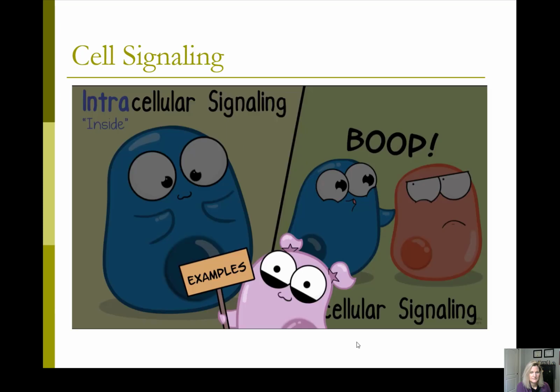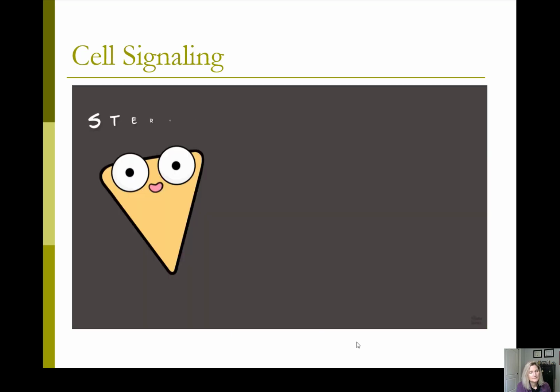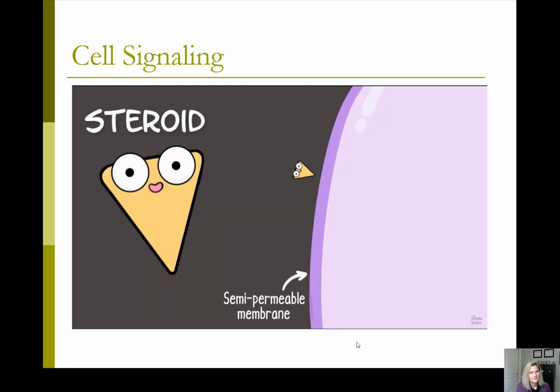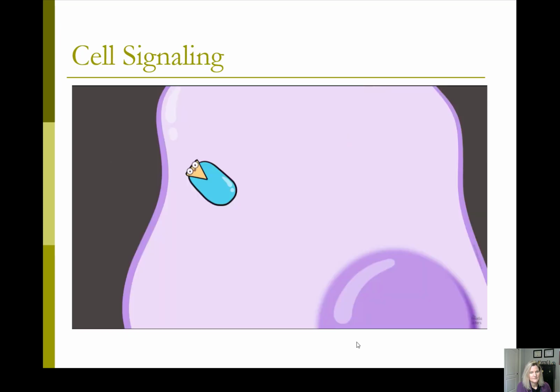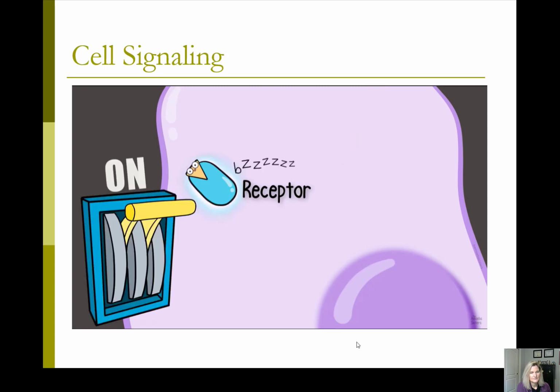Let's just give a few signaling examples so we can get a basic understanding of the vocab and what this can look like. Let's say we have a steroid hormone that travels through the cell's semi-permeable membrane. Remember, that would mean the steroid hormone is our signal molecule, our ligand. Once inside the cell, it binds to a protein receptor within the cell. Now, the protein receptor is active.